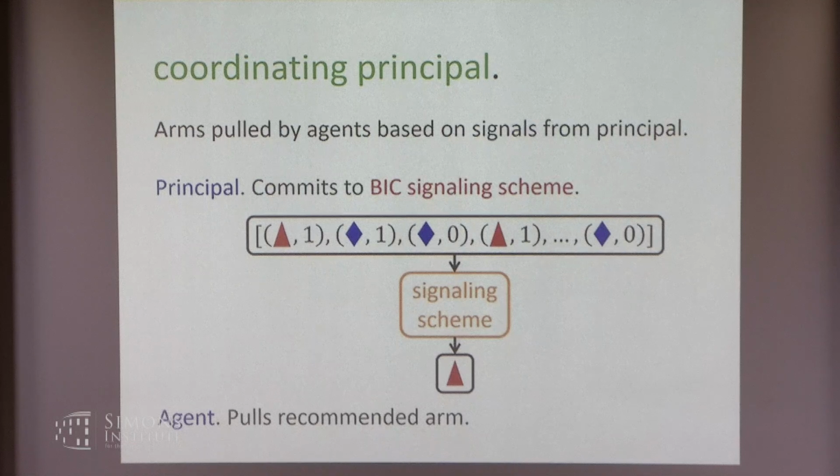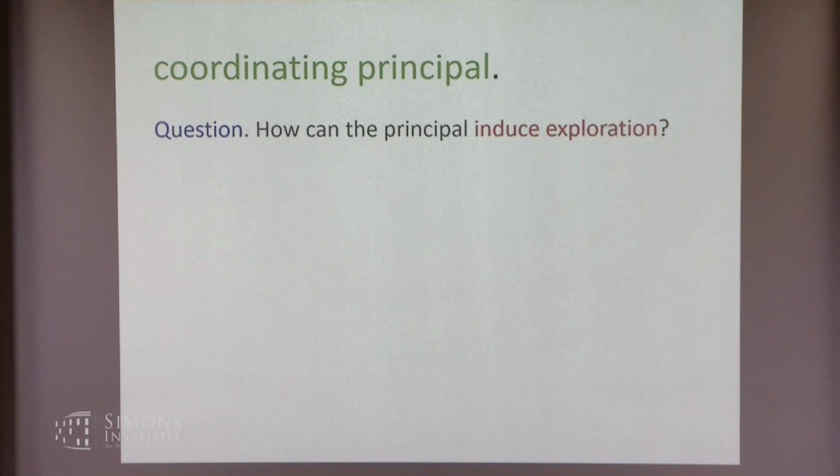Yes? The agent only knows the number and the signal? The agent knows their number and the signal they receive, yes, and whatever prior they have over the mean rewards of the arms. And so the question is how the principal can induce exploration for the agents.